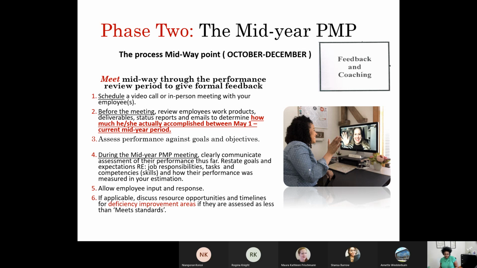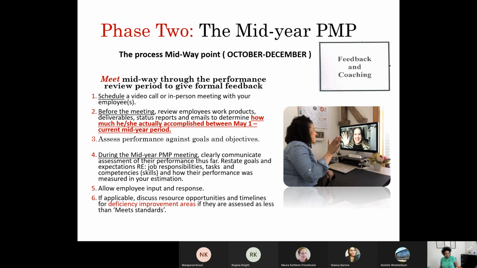So how much work has actually been accomplished based on their expectation setting meeting and based on the things that you've established as a deliverable or an output or an outcome for them between May 1st of the previous year to this point, when you're having this midway PMP review. Okay. So you assess that performance against the goals and objectives, and then you schedule the meeting, and hopefully you'll do it in person. And if you're not in person, that's fine. Zoom or Teams, like we're doing now, is good enough.